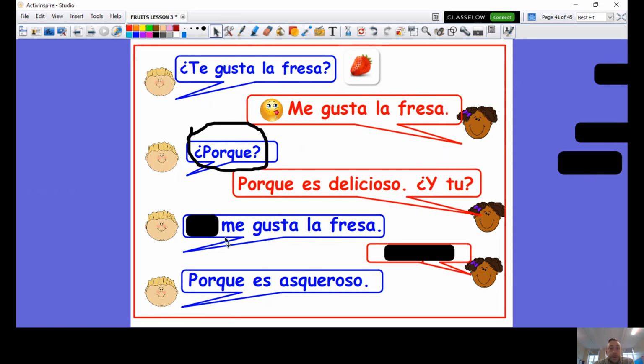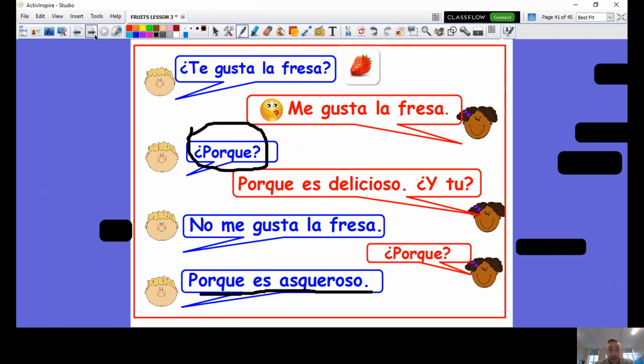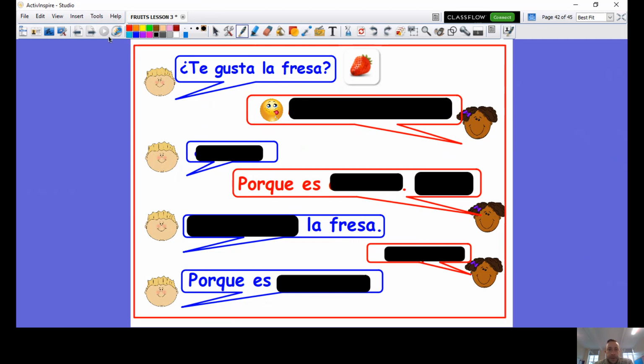Y tú. And he says, he didn't say me gusta la fresa, did he? He said, I don't like strawberries. So that means behind here there must be no me gusta la fresa. And then she wanted to ask him why. How do we say why? ¿Por qué? He says, porque es asqueroso. Because it's disgusting. Oh dear.